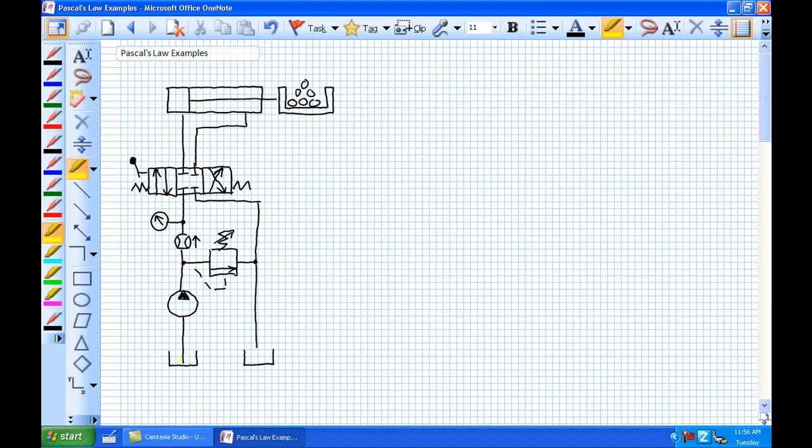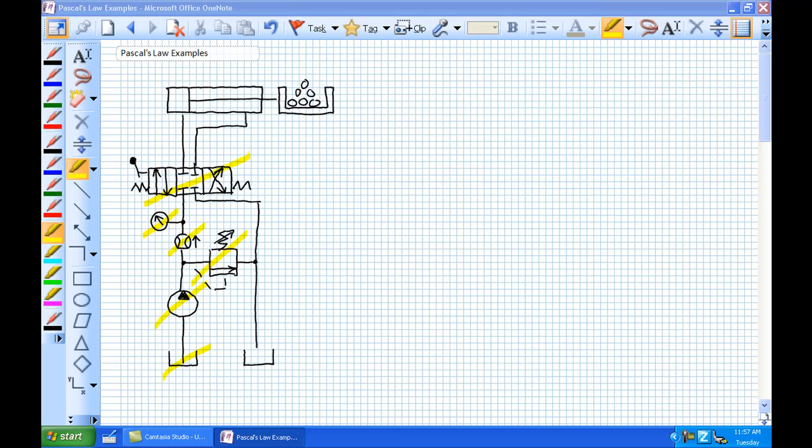So first one right here, that's our reservoir. This is a pump. In between the pressure and the tank is our pressure relief valve. This is a flow meter. Pressure gauge. This right here is a directional control valve.